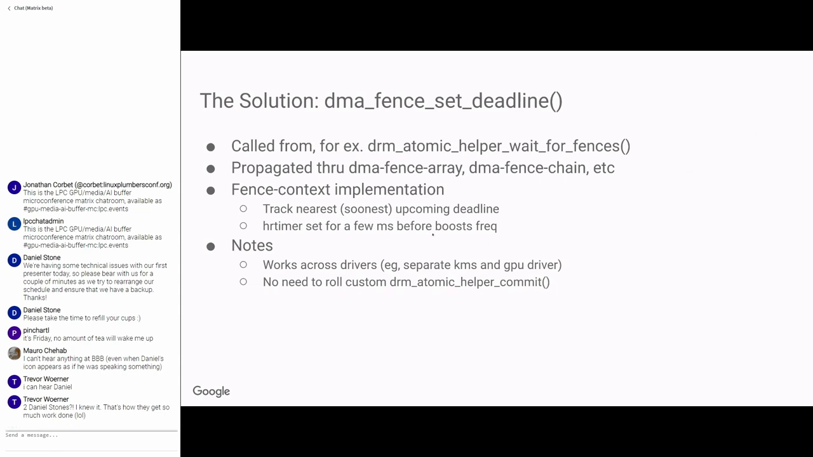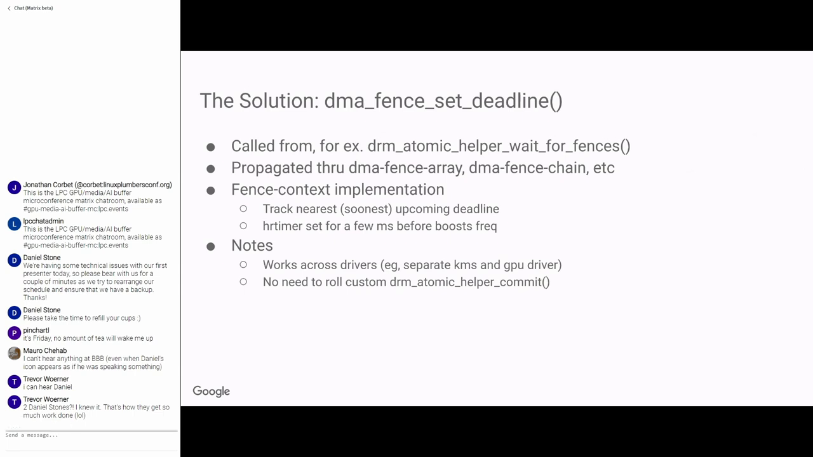Anyways, the deadline you set gets propagated through DMA fence array, DMA fence chain, and so forth, and eventually gets to the fence context, the fence implementation. If it's a fence exported by the GPU driver, it ends up there. So the fence implementation should track the nearest upcoming deadline and set up a timer for, hand wavy, a few milliseconds before that deadline. And if the fence isn't signaled by that point, that's a signal to boost the frequency and hurry up. Some other nice things about this: it works perfectly well for cases where you have a separate KMS and render-only driver, and it works with all the DRM atomic helpers.